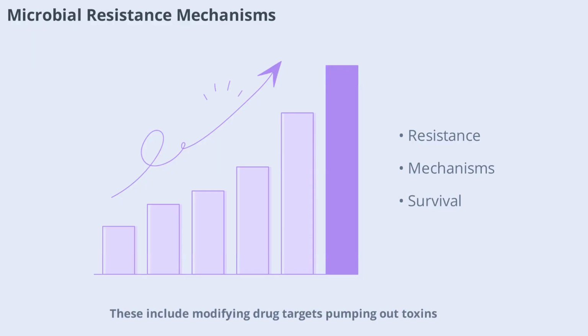These include modifying drug targets, pumping out toxins, and breaking down harmful substances. Resistance genes can spread rapidly through populations, making it essential to monitor and manage their use in medicine and agriculture.